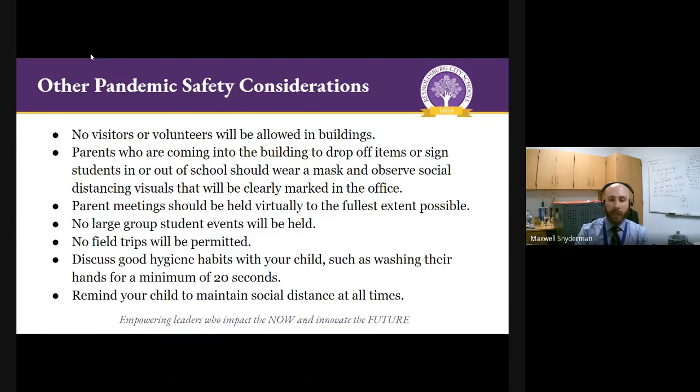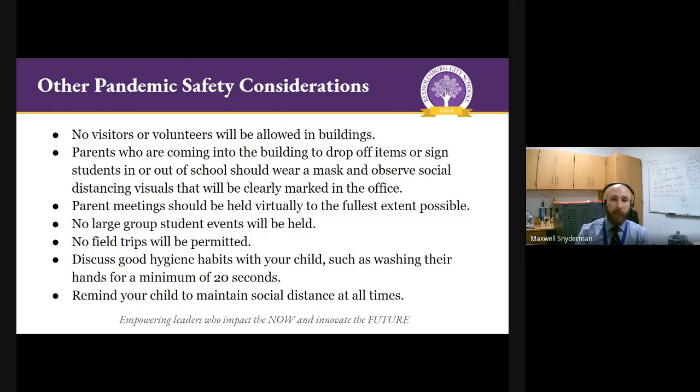Other safety considerations that you should have in mind is that we are not allowing any visitors or volunteers within the building this school year. Parents who are coming into the building to drop off items or to sign students in or out of school should wear a mask and observe social distancing visuals that will be clearly marked in the office. Parent meetings should be held virtually to the fullest extent possible. We will have no large group student events throughout this year. There will be no field trips permitted.